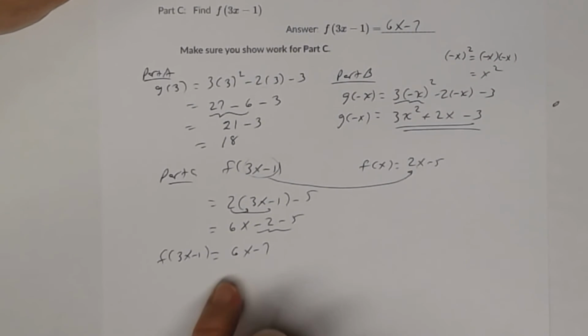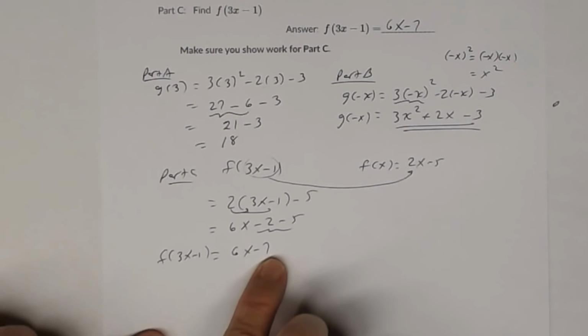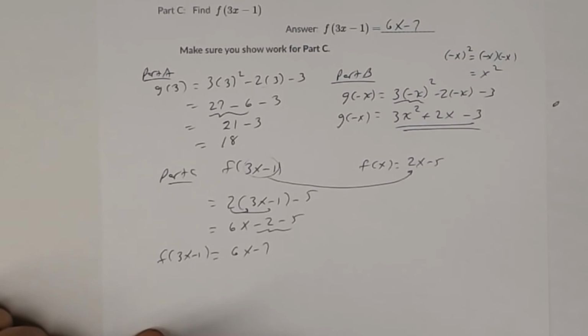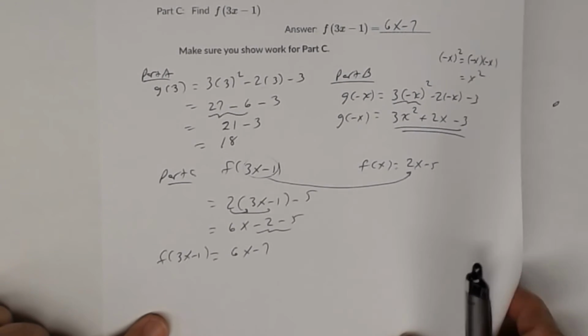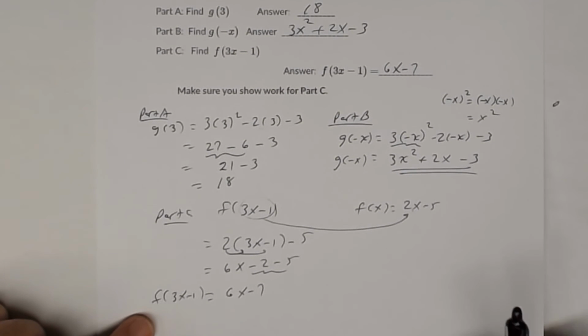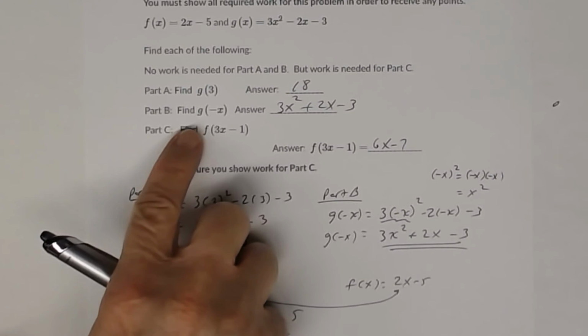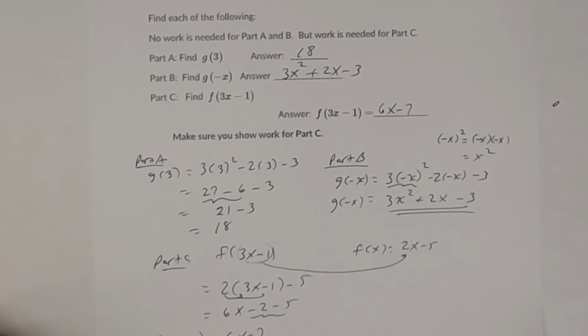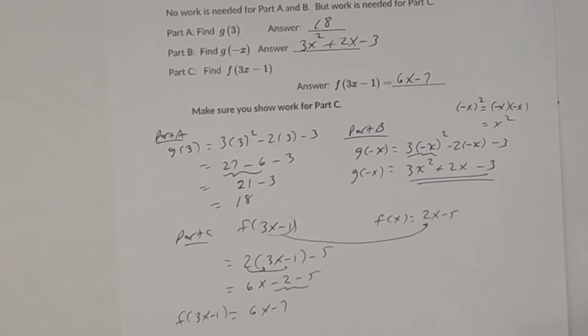Now, for some reason, some students want to go ahead and set that equal to 0 and solve for x. That's not what you're asked to do here. You're just asked to find the expression for f of 3x minus 1. So you got to be careful, because you're not solving an equation there. You're finding the function at 3x minus 1. All right, so that was 14.